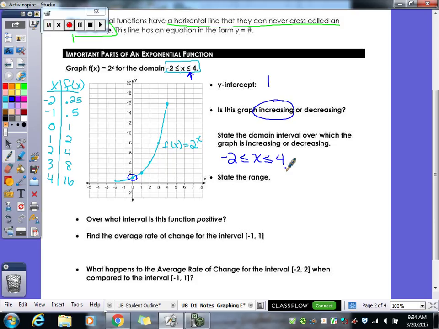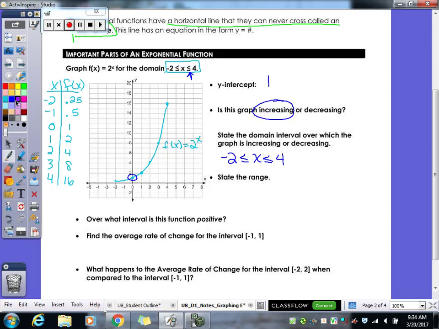So negative 2 is less than or equal to x is less than or equal to 4. If they didn't give you a domain and the graph was increasing, what are those 3 letters we use when it's increasing? X, funky E, R. That's how we know it's increasing the whole time.